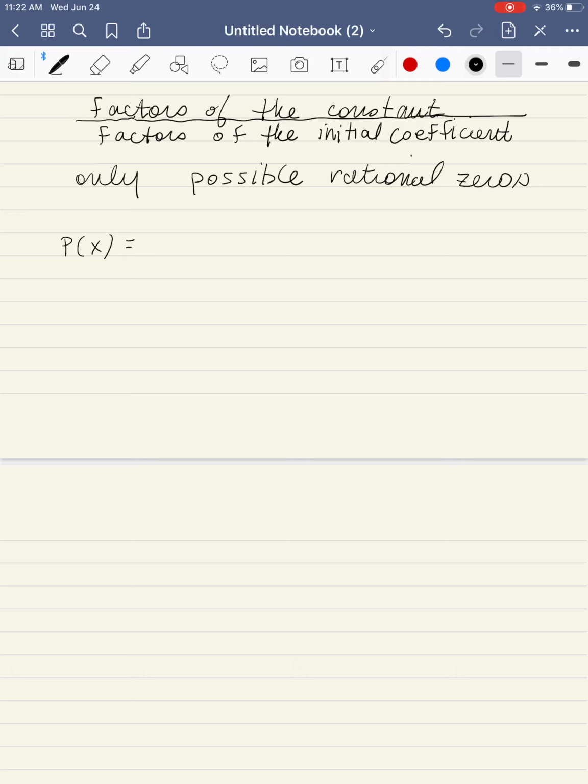So how does this help us get started? Let's say that we are given a polynomial. P of x equals 2x cubed plus 7x squared minus 7x minus 30. Now this one will not factor using grouping. If I tried to pull out the largest common factor from the first two or the second two, I'm not going to end up with the same thing left to divide out. So I cannot use factoring by grouping.